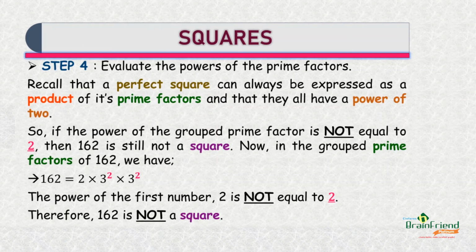Step 4, we evaluate the powers of the prime factors. Now remember that a perfect square is always expressed as a product of its prime factors and that they all have a power of 2. So if the power of the group prime factor is not equal to 2, then 162 is still not a square. Now let's take a look at the grouped prime factors of 162. We have 162 is equal to 2 multiplied by 3 raised to the power of 2 multiplied by 3 raised to the power of 2. The power of the first number 2 is not equal to 2. Therefore, 162 is not a square.